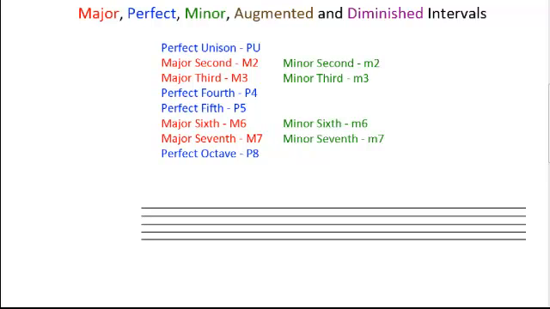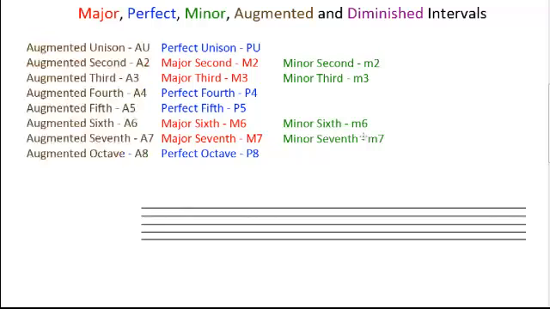Well, an augmented interval is any perfect or major interval that has been made larger by one semitone. So if you make a perfect unison larger by one semitone, it becomes an augmented unison. A major second one semitone larger becomes an augmented second. Major third becomes an augmented third. Perfect fourth, augmented fourth, and so on.